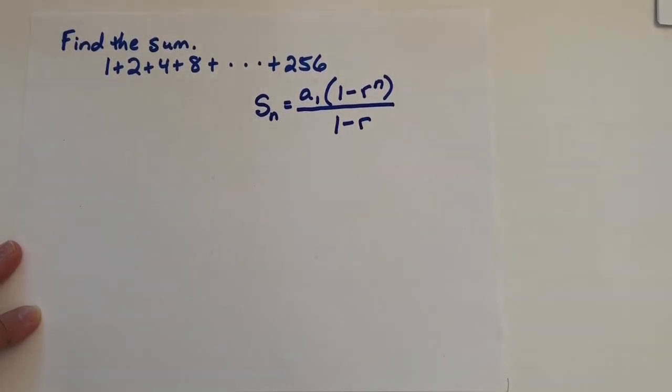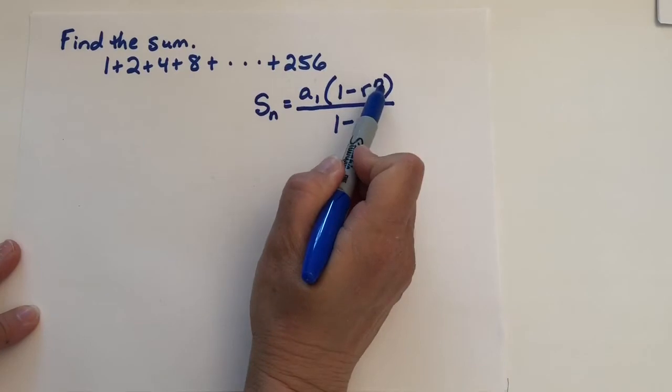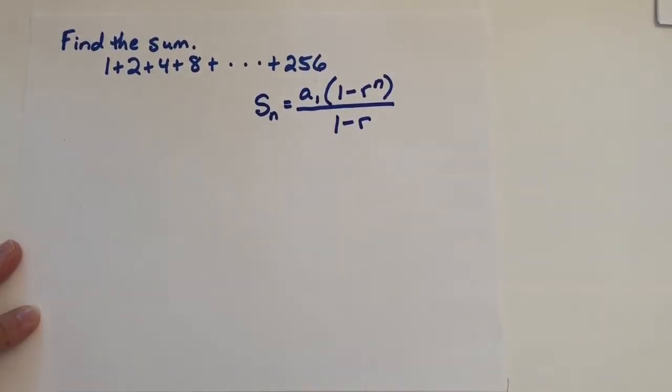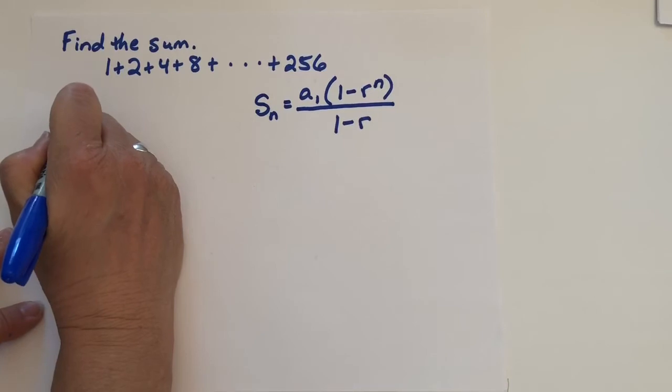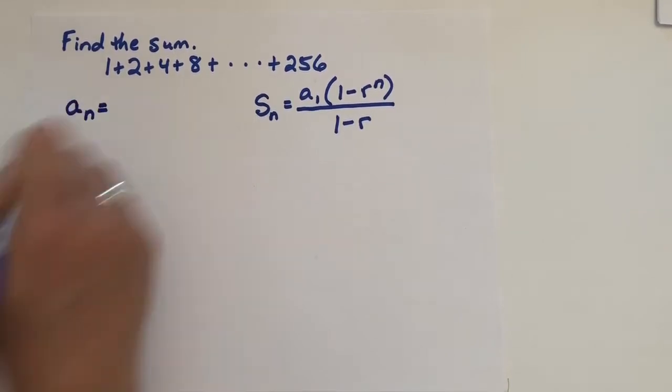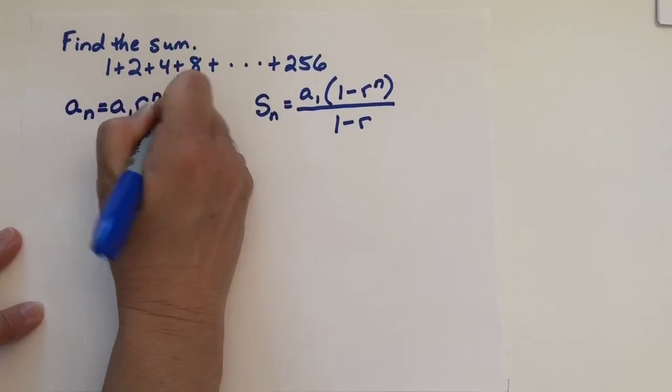Now the issue on this one is, although we know the first term and we know r, we don't know how many terms we have. So we're going to use the relationship that we have between the nth term and the first term to find it. In other words, back to our other formula, a sub n equals a sub 1 times r to the n minus 1 power.